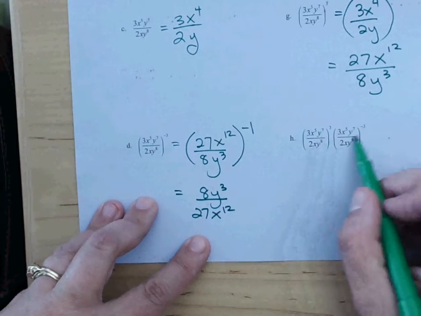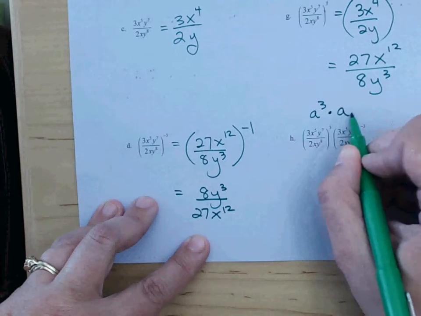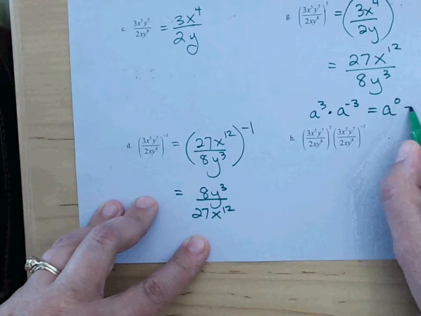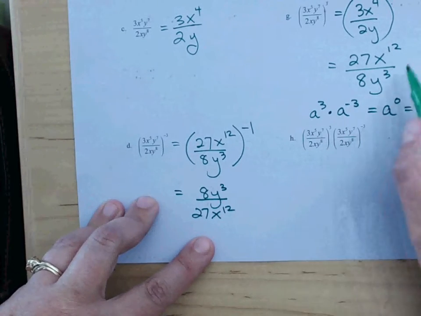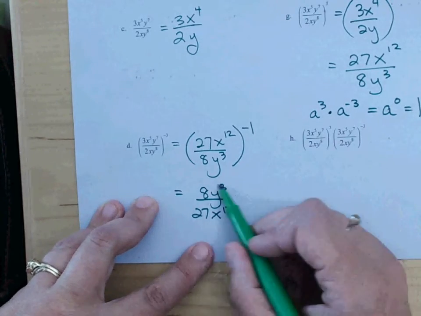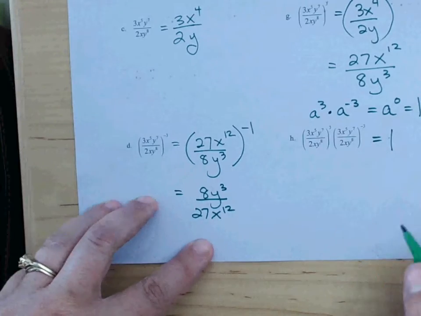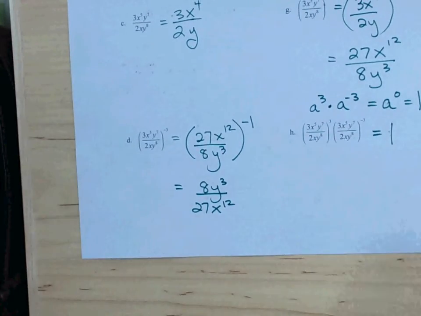Good. Now notice here, we were talking about this earlier. A to the third times a to the negative third would be what? A to the 0, which is 1. Good. Here, this is the exact same thing. It's this multiplied by this. So what do you get when you do all of that? You get 1. Okay, that's because you're multiplying a number by its reciprocal. Anytime you multiply a number by its reciprocal, you get 1.